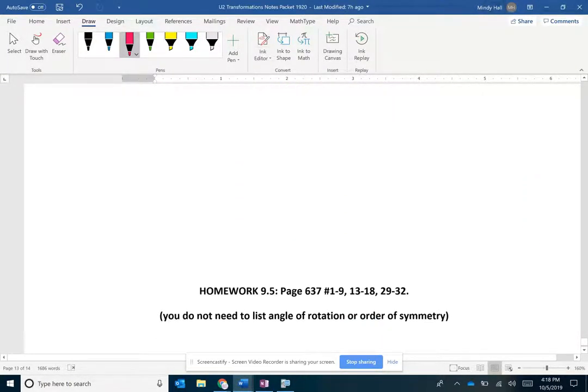Your homework is on page 637. Keep in mind, you do not have to tell me an angle of rotation or an order of symmetry by those directions.